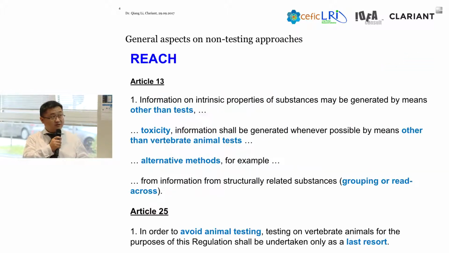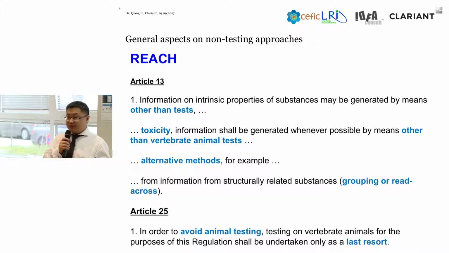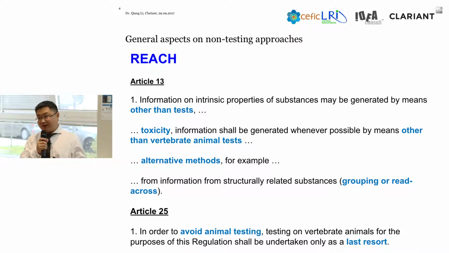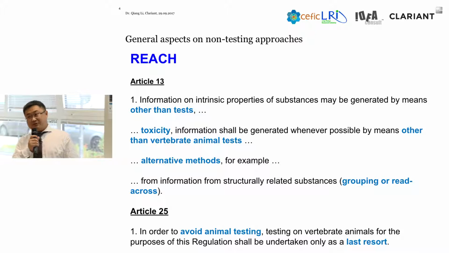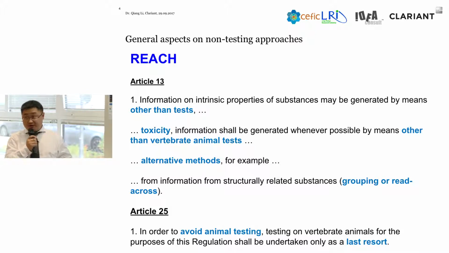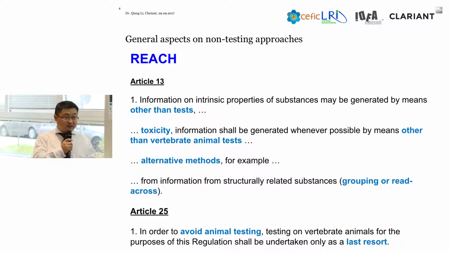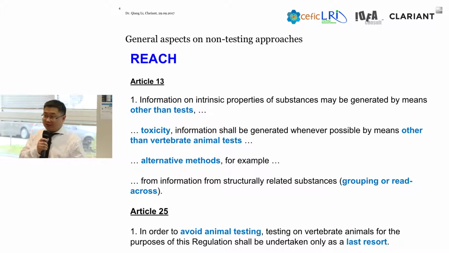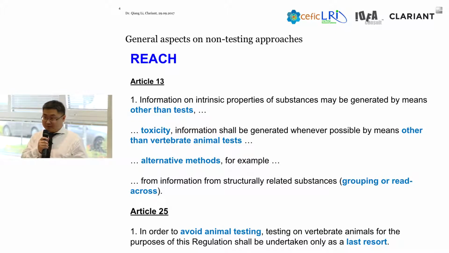The first one, general aspects. So as you all know, under REACH, lots of information are required, but all the information can be from experimental studies, but we can also use non-testing approaches as described in REACH Regulation Article 13. Information on the properties of substances may be generated by means other than tests. And it is also described that information will be generated whenever possible by other than animal tests, for example, so-called alternative methods. And it's also nominated that grouping or read across are very useful methods as non-testing approaches.